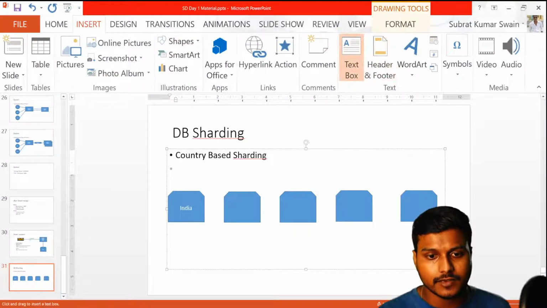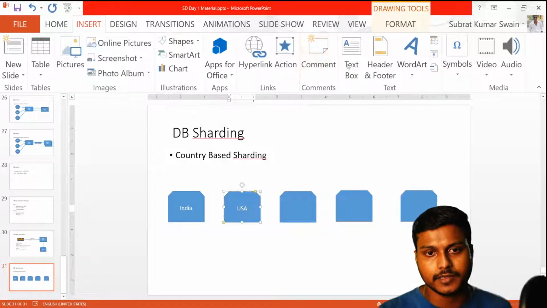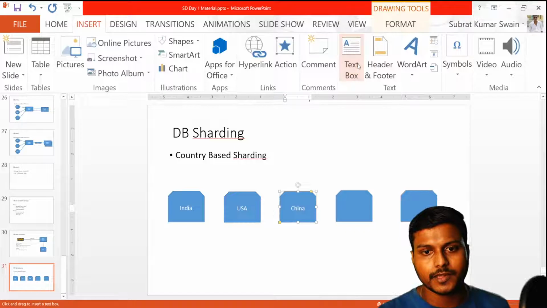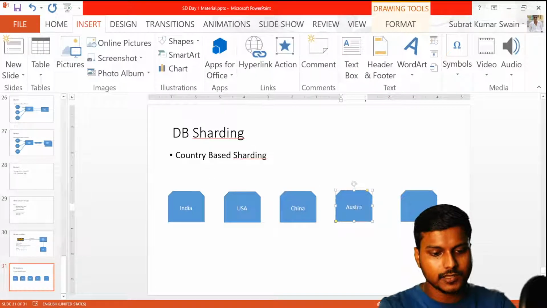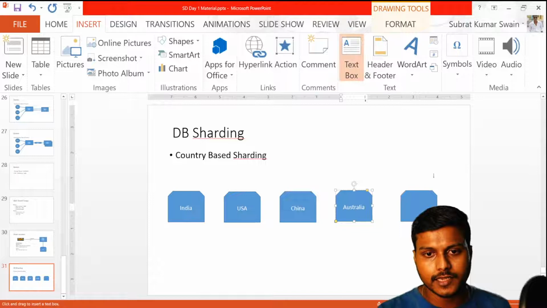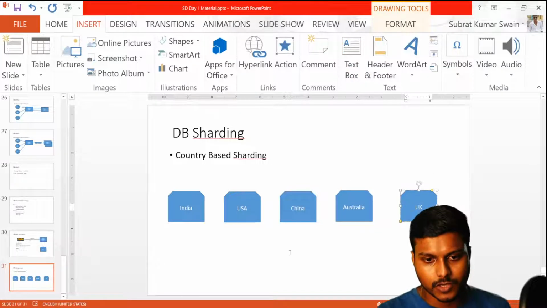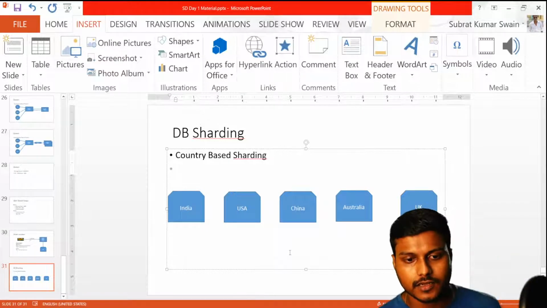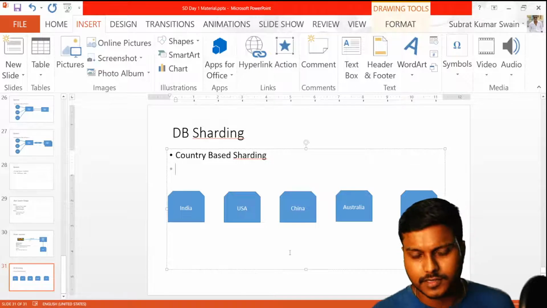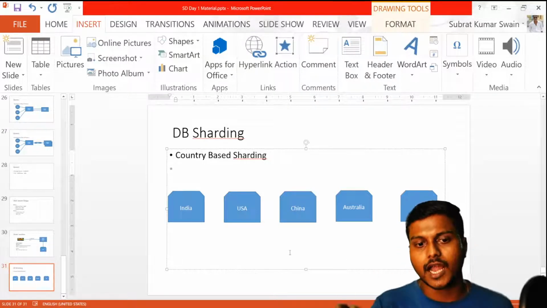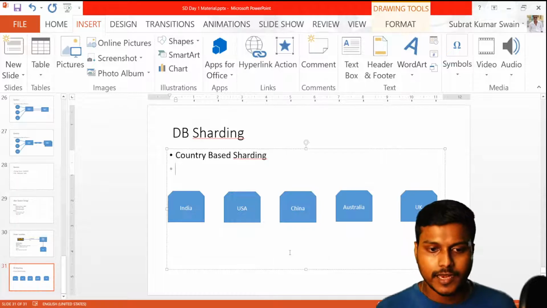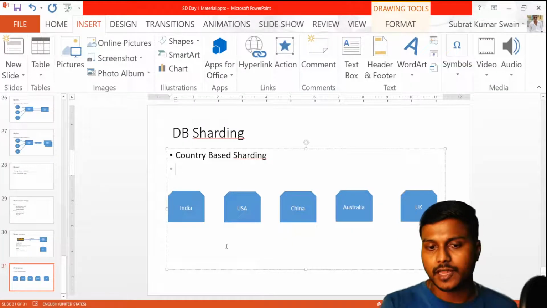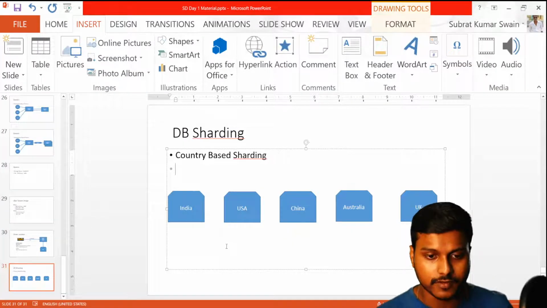Then we have, let's say, USA, a database. Then China, another database. Then Australia, another database. And UK, another database. So for 5 countries there are 5 databases. If we have 300 countries, there will be 300 shards of these databases. Any user registered from India, his or her data would be stored in the India database, and similarly for all other countries.